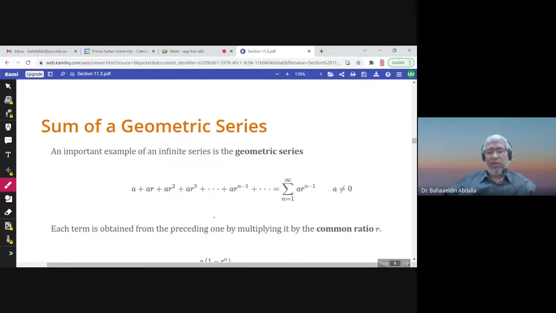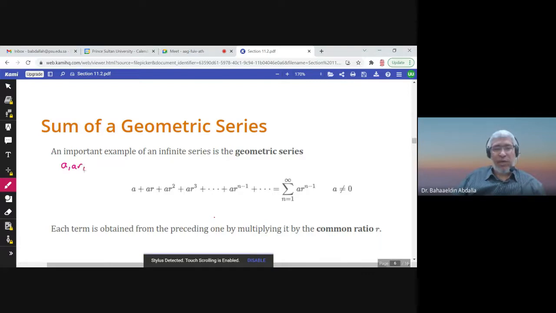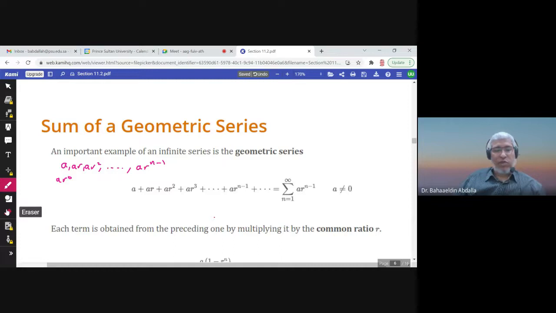So this is the definition of a geometric series. It is a plus ar plus ar squared. So in fact, the sequence of terms is a, ar, ar squared. The nth term is a times r to the power n minus 1, because the first term was a times r to the power 0. And it continues. This is an infinite sequence, a times r to the power n, and so on. But this is the nth term.